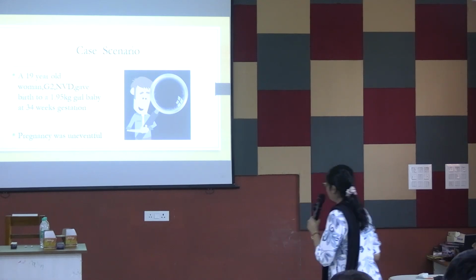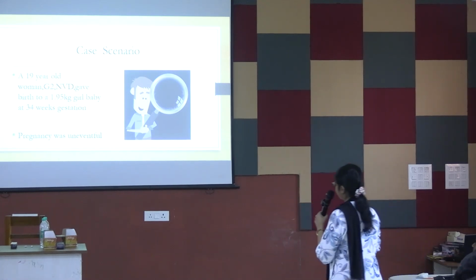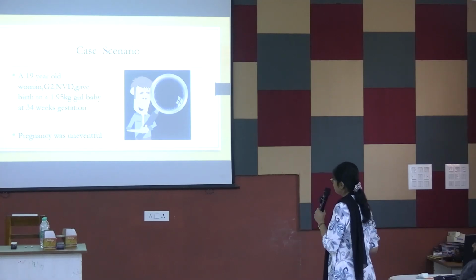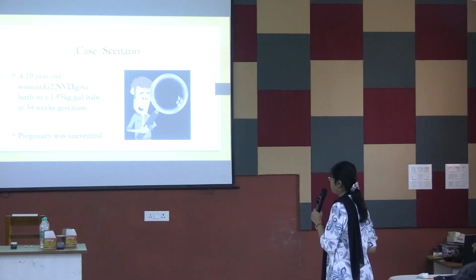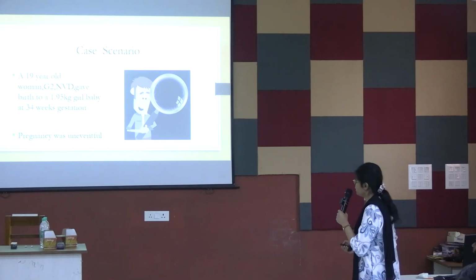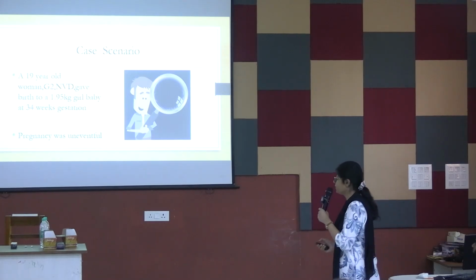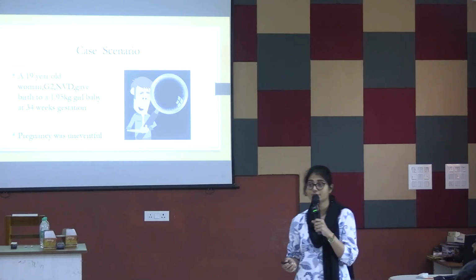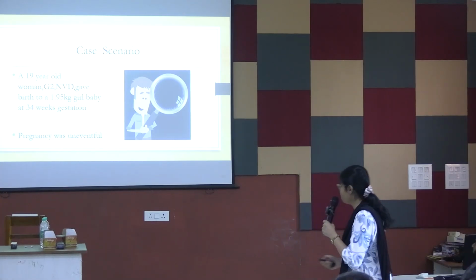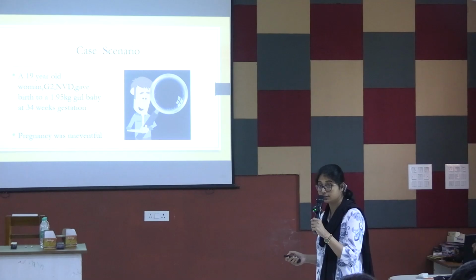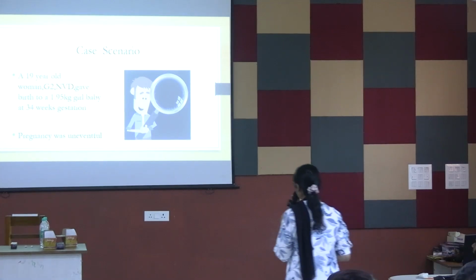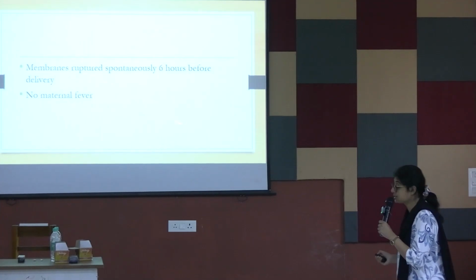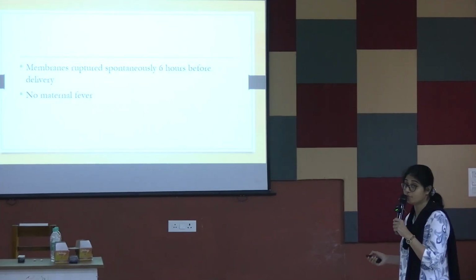Okay. Now we will discuss a case. A 19-year-old woman, gravida 2, underwent normal delivery and gave birth to a 1.95 kg girl baby at 34 weeks of gestation. 34 weeks means preterm. 1.95 means low birth weight. So risk factors are present. Pregnancy was uneventful. Membranes ruptured spontaneously 6 hours before delivery, but there was no maternal fever.